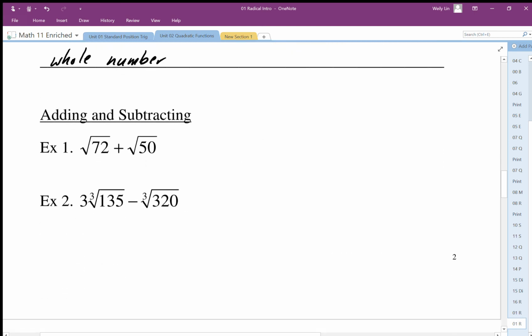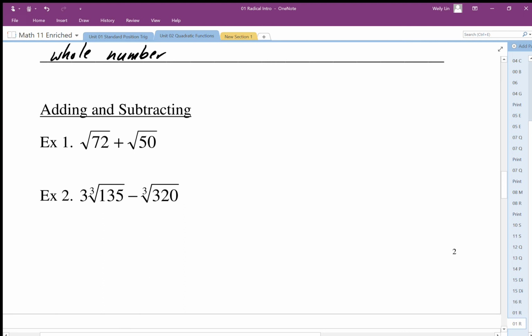So for adding and subtracting, we need like radicals, which means that we need to have the index the same, and we need to have the inside part of the radicals the same. Now to do that, we really need to have the simplified form of the mixed radical. So here I need to first of all factor out the perfect squares. So here's a 36, here's a perfect square of 25, and so when we work that out, that's going to be square root of 36 root 2 plus square root of 25 root 2.